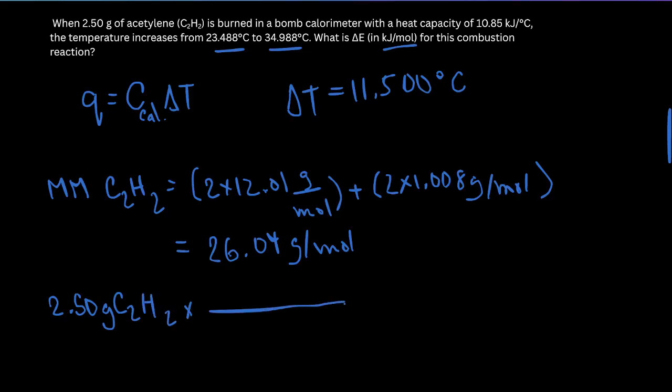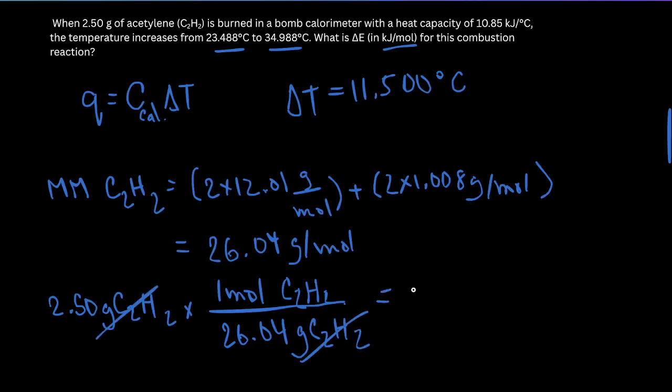And so now we can convert this 2.5 gram sample of acetylene by setting up a stoichiometric relation in this way, by saying 2.5 grams of acetylene. We know that 1 mole of our acetylene is 26.04 grams. Canceling out our units of grams gives us an answer of 0.0960 moles of acetylene.